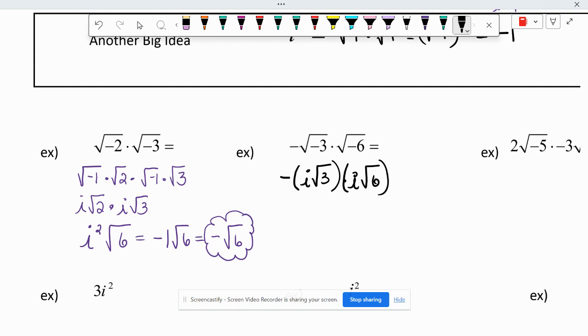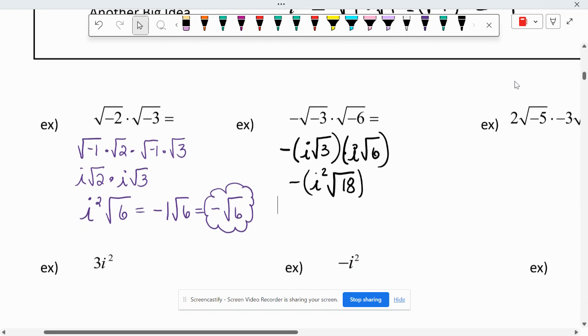What is 3 times 6? 18. So this is the same thing as the square root of 18. And i times i is what? i squared, and we have a negative out front. All right. Can we break up the square root of 18, TJ? Can we write that any other way?